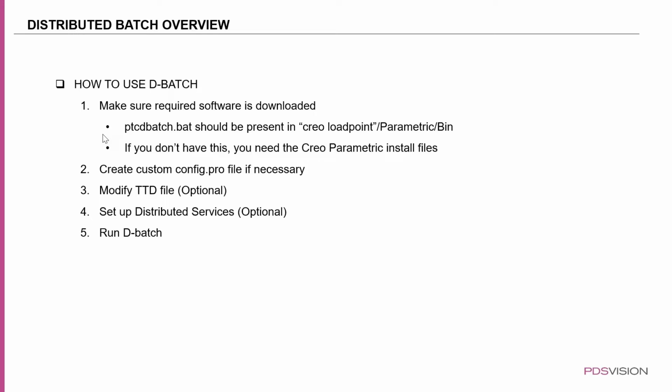Then the last optional step would be set up distributed services. That's if you want to pay extra money, get the higher license tier, and then be able to use the computing power of multiple computers to do this faster. And then finally, we can run.